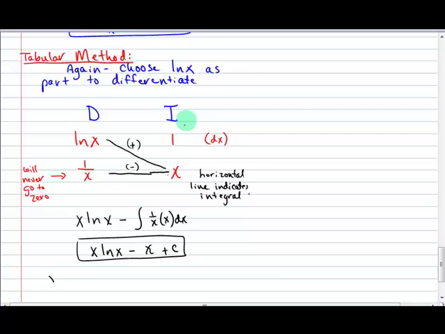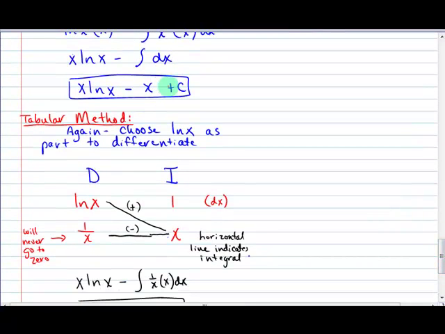Over here, we had 1 dx. When we integrate it, we become x. So we've got a plus, we've got a minus. This is ln(x) times x, that's here, minus the integral. When you have a horizontal line, it indicates that you have to do the integral again. So the integral of 1 over x times x, well, that's just 1. The integral of 1 is x. So you have x ln(x) minus x plus c. It's the same as we got up here.